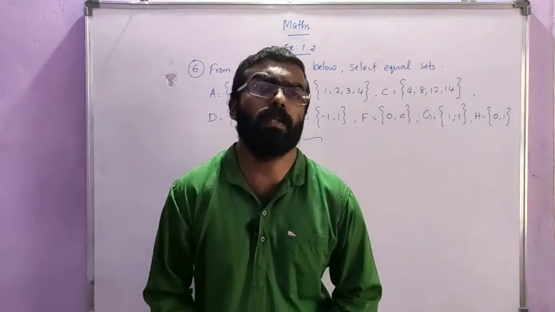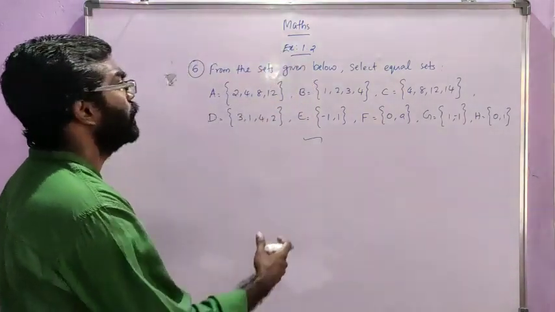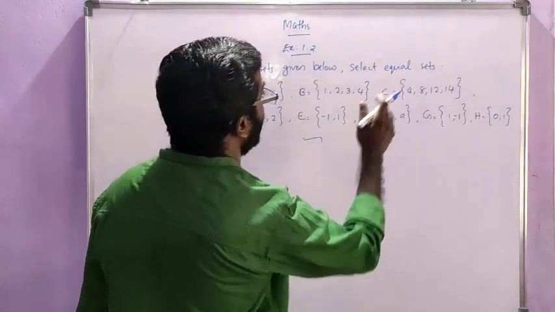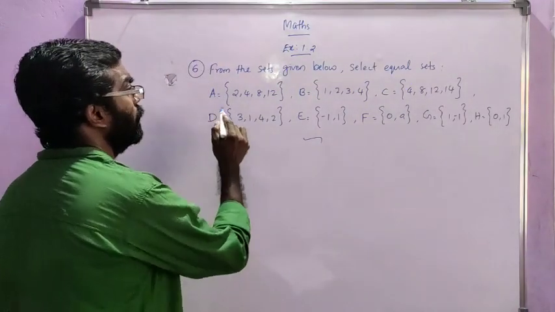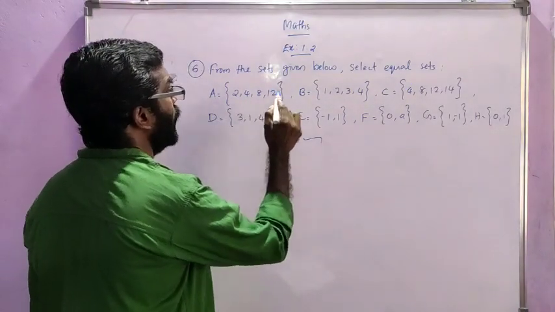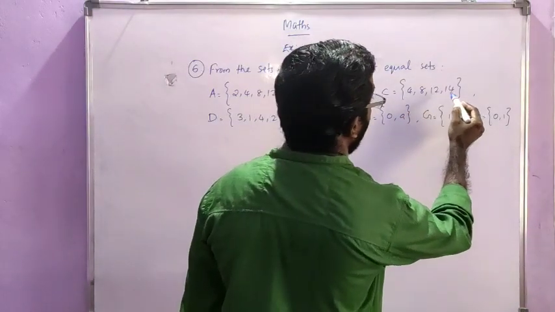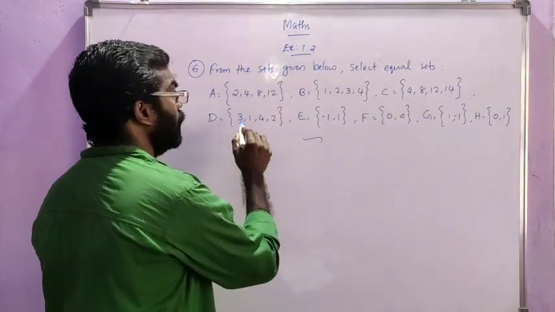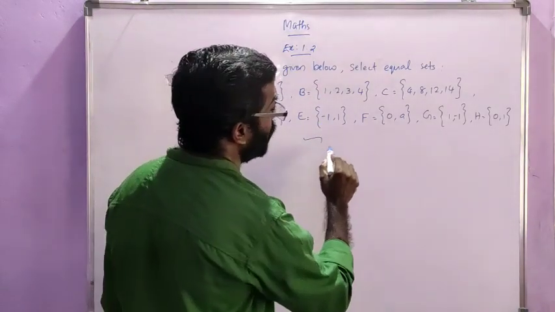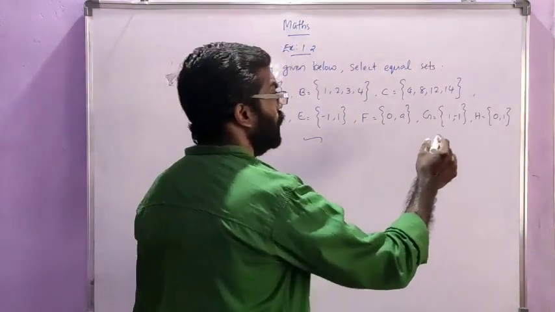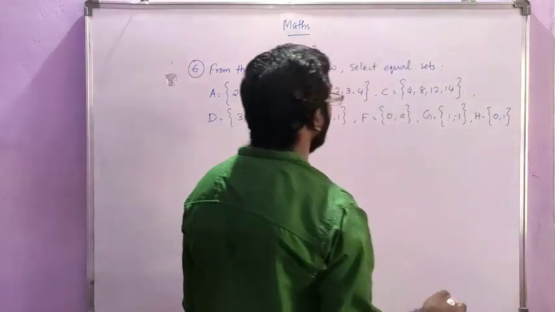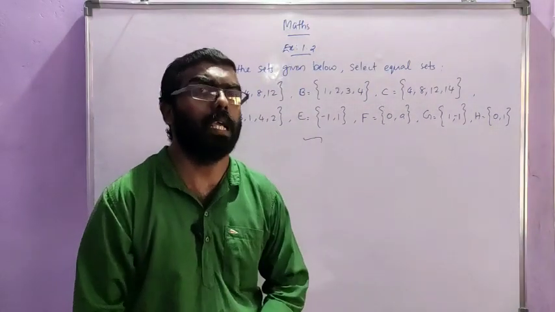Now we move on to the last question in this exercise. From the sets given below, select equal sets. A is equal to set {2, 4, 8, 12}. B equal to {1, 2, 3, 4}. C equal to {4, 8, 12, 14}. D equal to {3, 1, 4, 2}. E equal to {minus 1, 1}. F equal to {0, A}. G equal to {1, minus 1} and H is equal to {0, 1}. We have to select the equal sets.